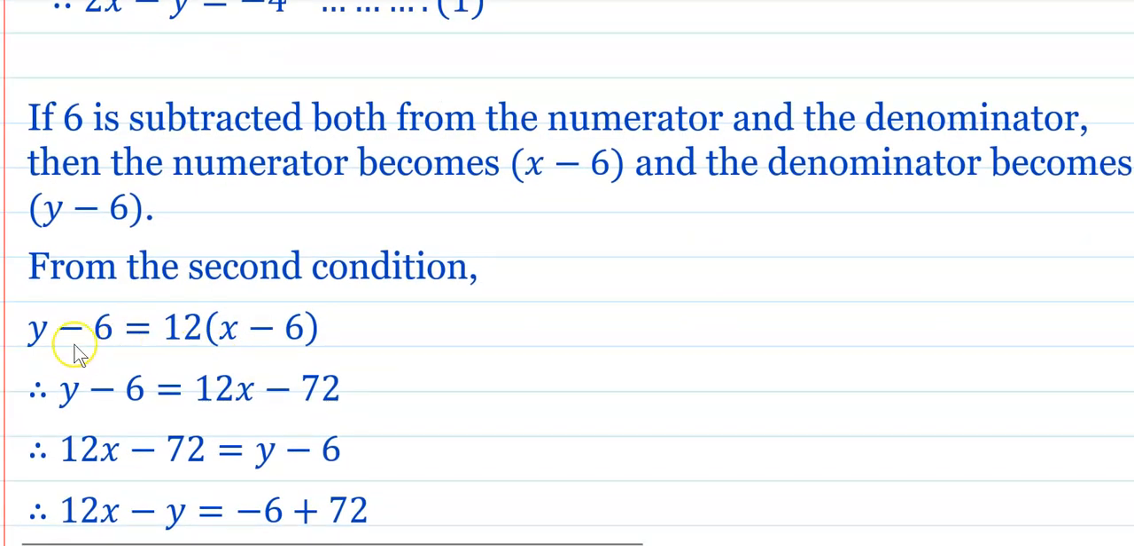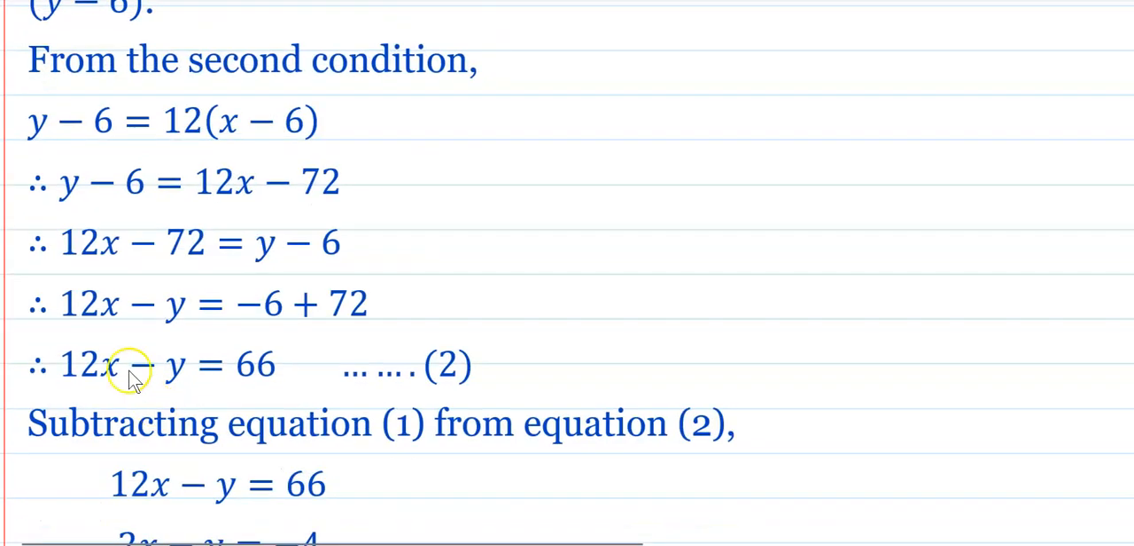From the second condition, y minus 6 is equal to 12 times (x minus 6). Therefore, y minus 6 is equal to 12x minus 72. And again, it can be written as 12x minus 72 is equal to y minus 6. After simplification, meaning the x term first, then y, then the constant, equal sign, then the constant. Therefore, the second equation is 12x minus y is equal to 66.